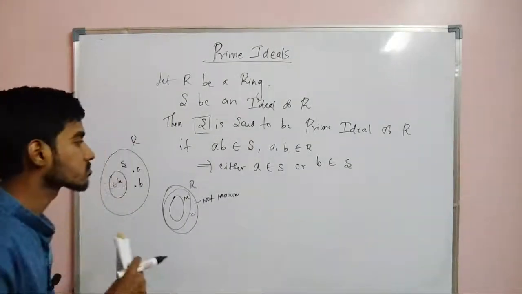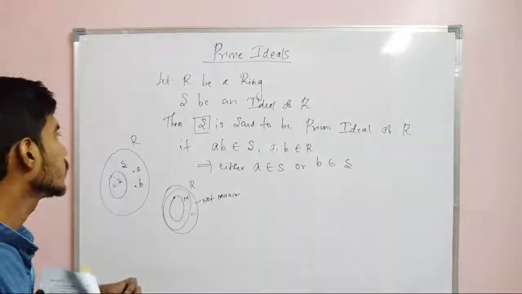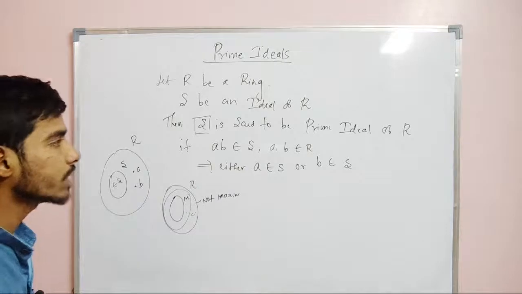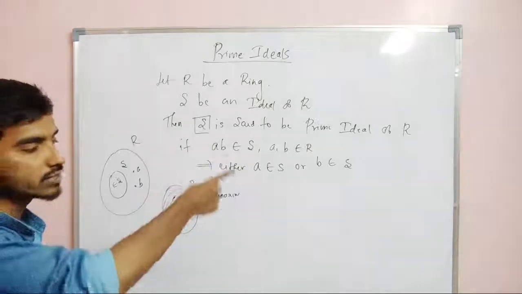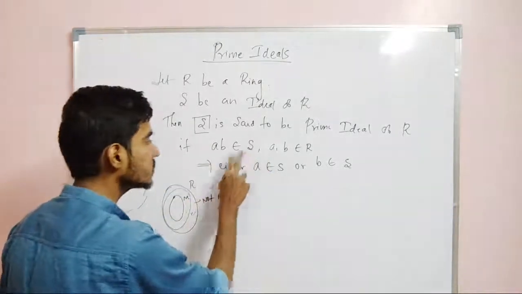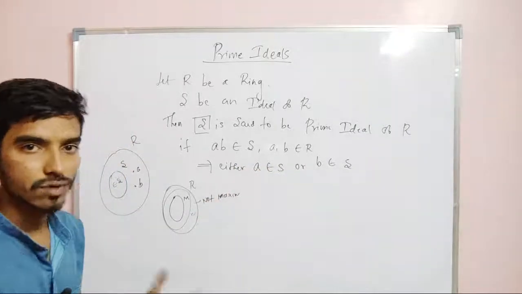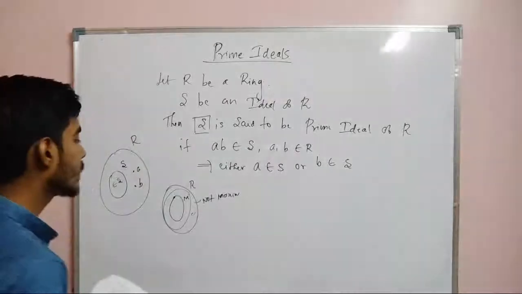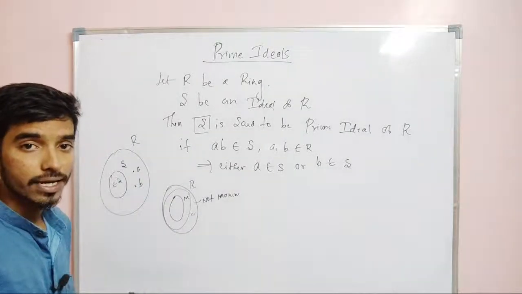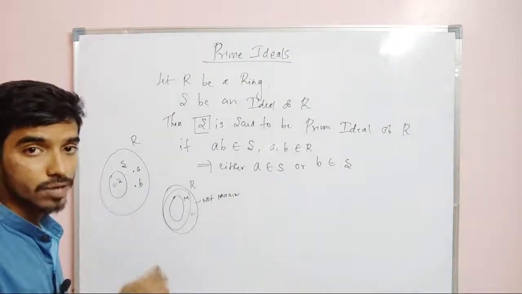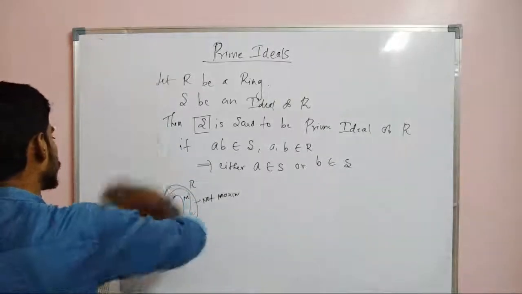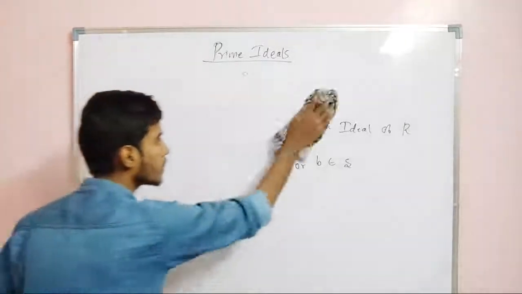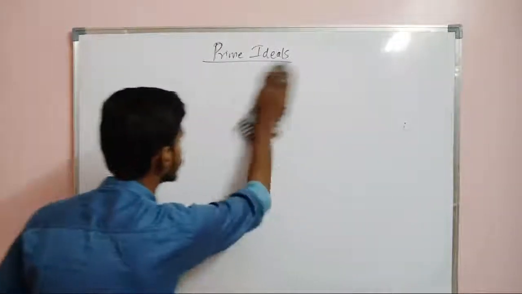So we have defined prime ideal. Let R be a ring and S be an ideal. Then S is said to be a prime ideal of R if, taking two elements in R, whenever ab belongs to S, one of them is in S. If that happens for all a, b, then the ideal is said to be prime. A maximal ideal M is one where no ideal other than R properly contains M.